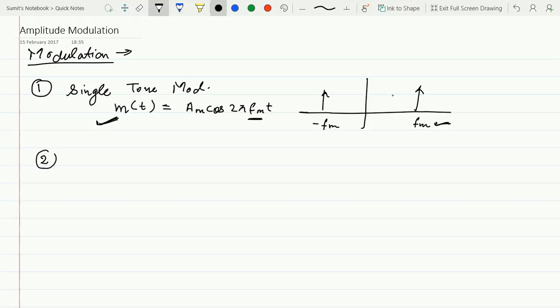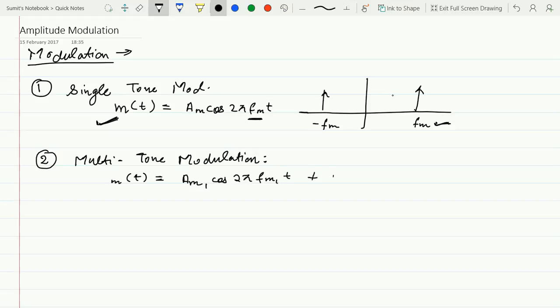Similarly, the second part would be multi-tone modulation. You can already guess what this is. In multi-tone modulation, the message signal can have two or more frequency components. So if I write my message signal as Am1 cos 2 pi fm1 t plus Am2 cos 2 pi fm2 t, you can see it has two frequencies in the spectrum, fm1 and fm2. That's why it would be multi-tone modulation. But also remember that it can have more.